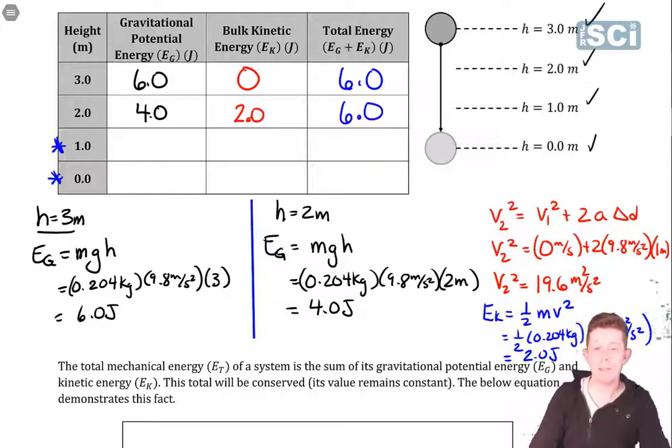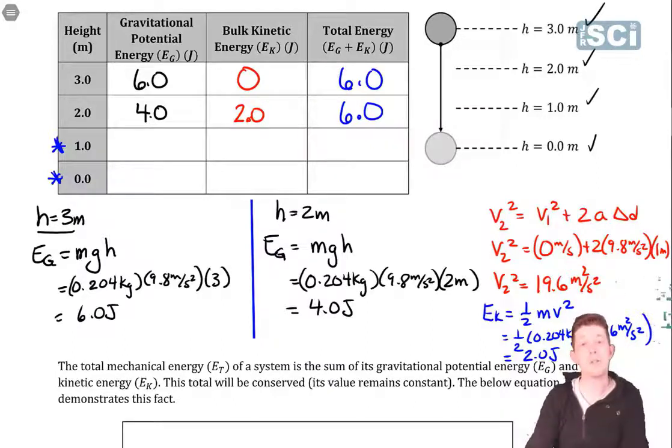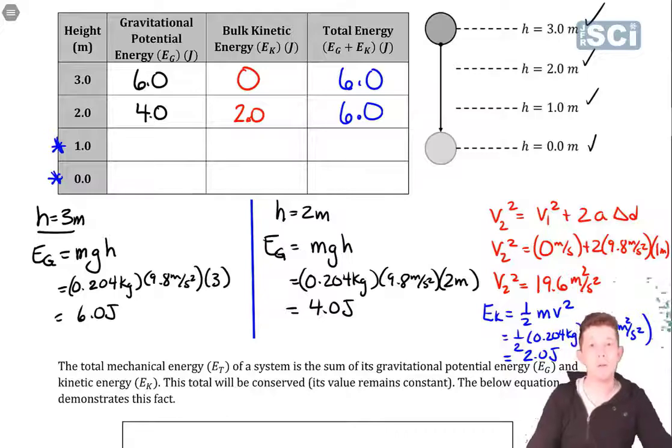And I want to find the kinetic energy at those same positions, at 1 meter above the ground and as the ball is hitting the ground. And then calculate the total energy of the object, similar to how we did it for at 2 meters. So again, pause the video, try to fill in the rest of the table, and then come on back.